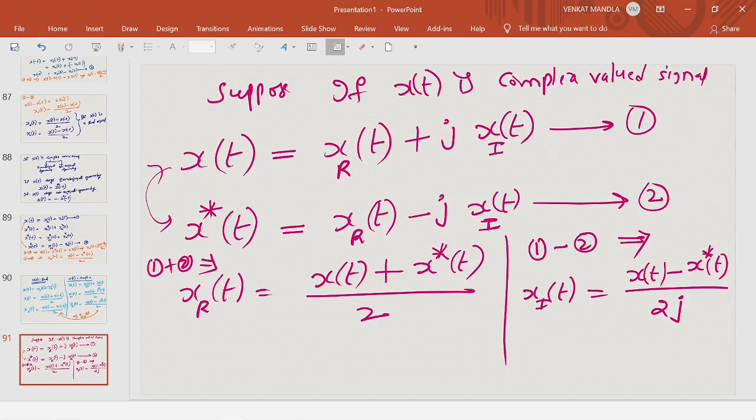So here we have discussed three types. One is even part and odd part. Another one is even conjugate part, odd conjugate part. And another one is real part and imaginary part. And in between, we have discussed the condition for even symmetry and odd symmetry for real valued signals, the condition for even conjugate symmetry and odd conjugate symmetry for complex valued signals, and the condition for real and purely imaginary for any signal. So I'll put all these things in one table so that they will look simpler.